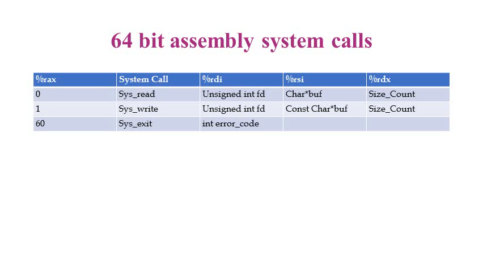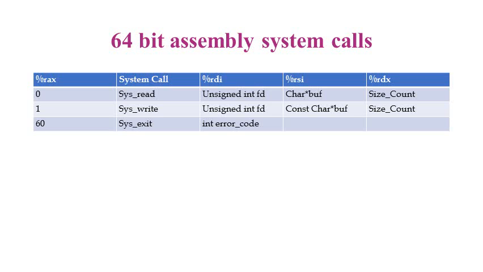Then see the 64-bit assembly system calls. In the Linux 64-bit system call table, there are so many system calls. Out of which I have listed here only 3 system calls which we have to use in each and every program. So here I have listed system call 0, system call 1 and system call 60. In the second column, see the meaning of each system call.